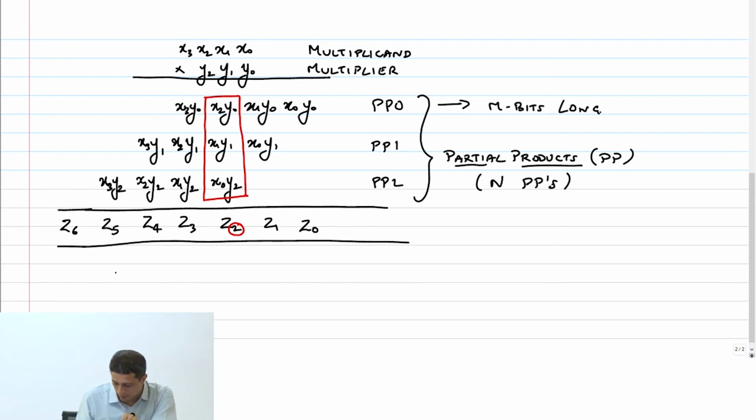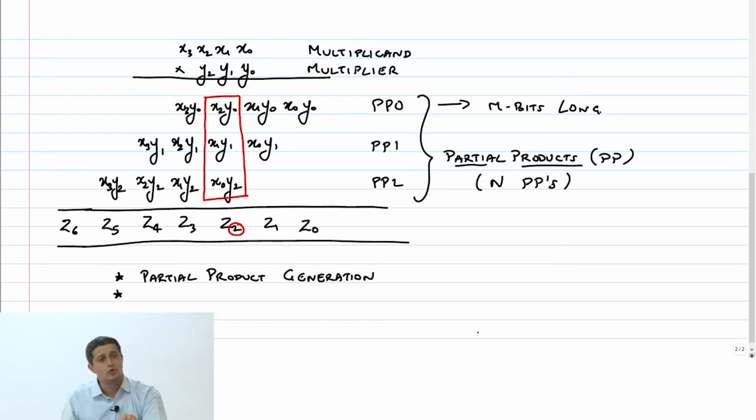In order to perform multiplication, you need to do the following tasks. One is partial product generation. Then you need to do partial product shifting. You have to shift and add. This is one more operation that needs to be done. The third operation is partial product accumulation.